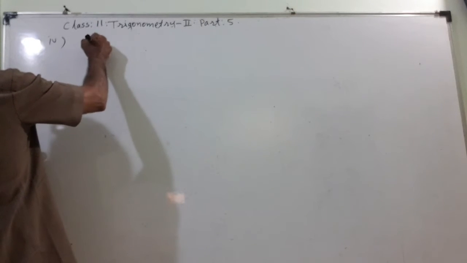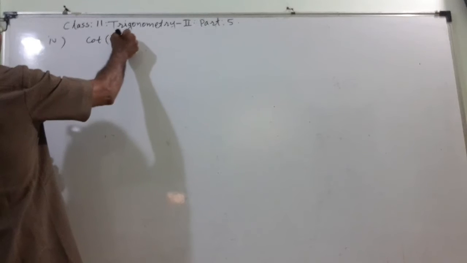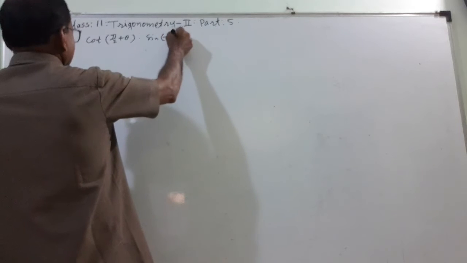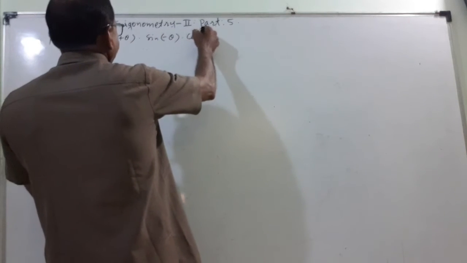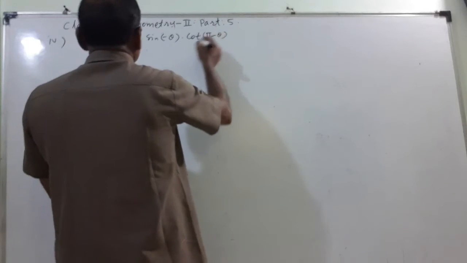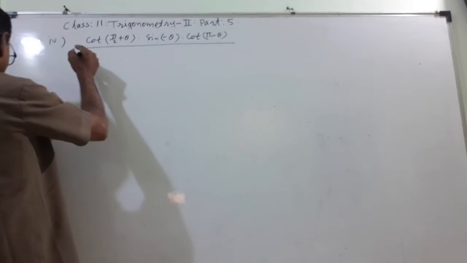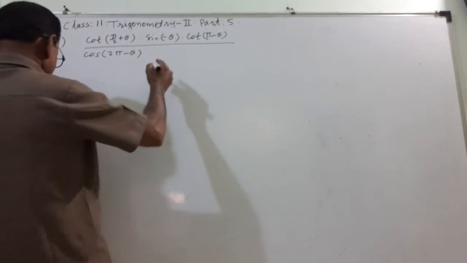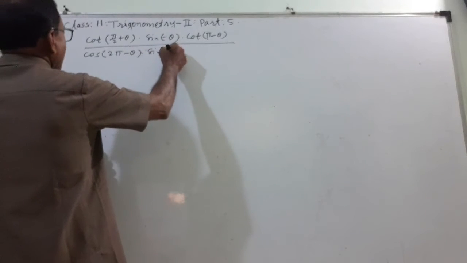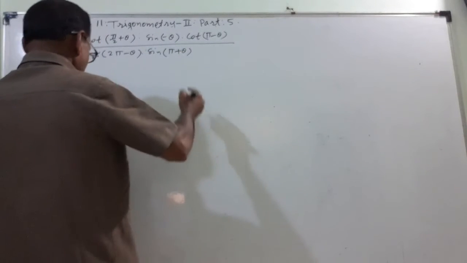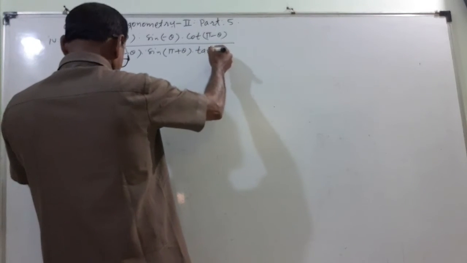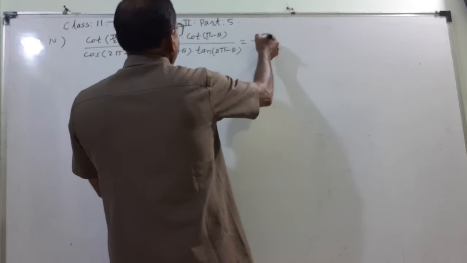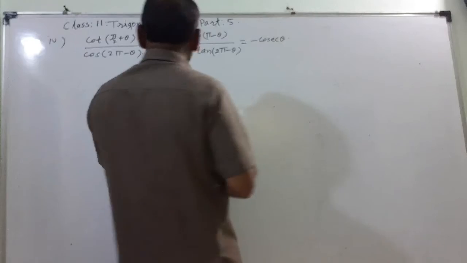4. Cot of pi by 2 plus theta into sine of minus theta into cot of pi minus theta upon cos of 2 pi minus theta into sine of pi plus theta into tan of 2 pi minus theta is equal to minus cosec theta. This I have to prove.